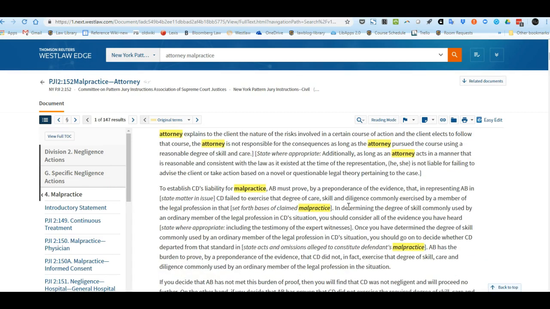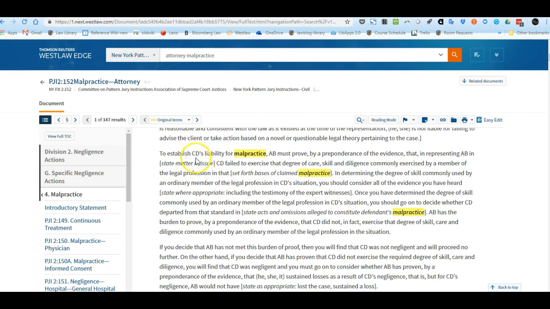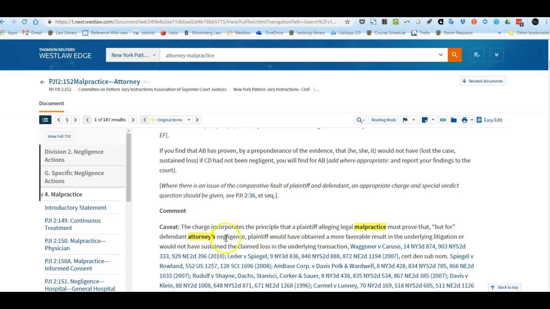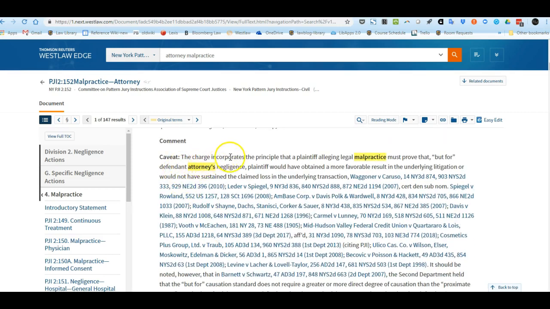But then it goes on to tell me, to establish a particular CD, which is just a fill-in for a particular person's liability for malpractice, plaintiff must prove by a preponderance of the evidence. So I'm already getting a mini tutorial on how to prove attorney malpractice in New York. And then there are these comments. It gives me a caveat that the charge incorporates the principle, and then it gives me references to cases. So this is a classic secondary source where it gives me an explanation, granted a fairly basic one, and then gives me references to primary sources, in this instance to cases.